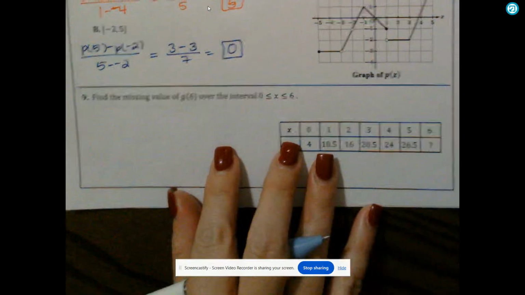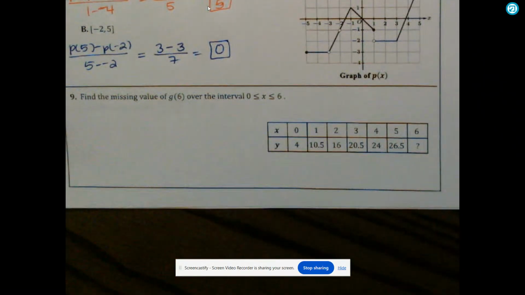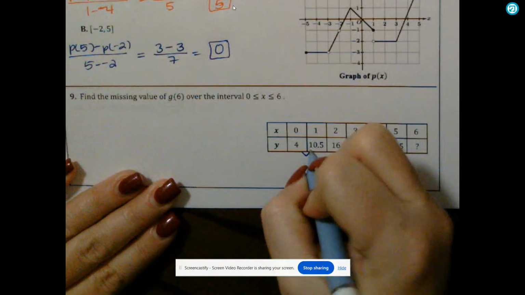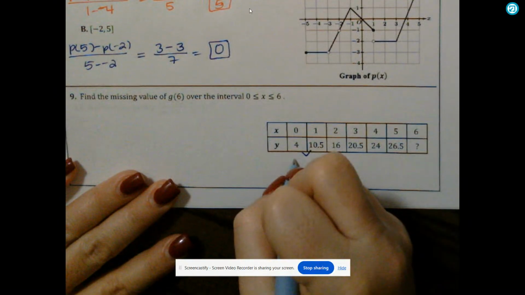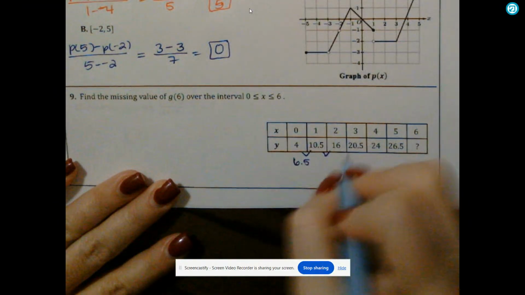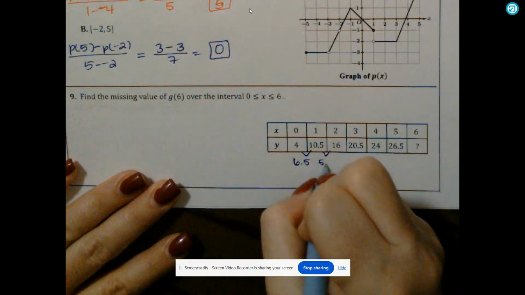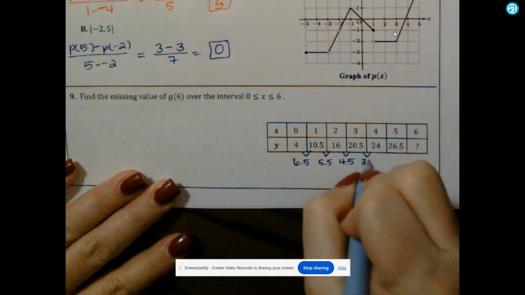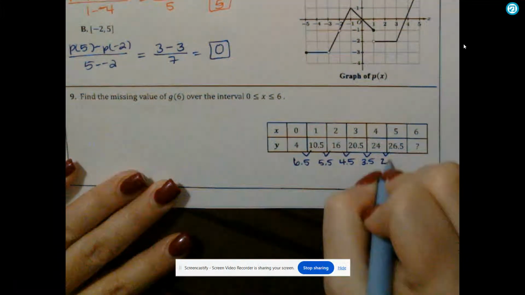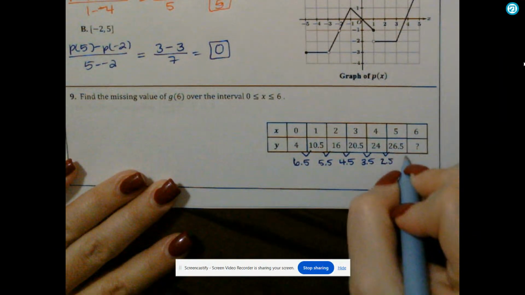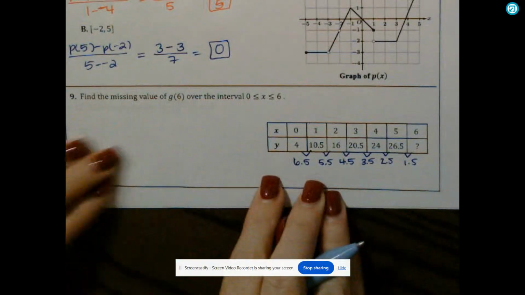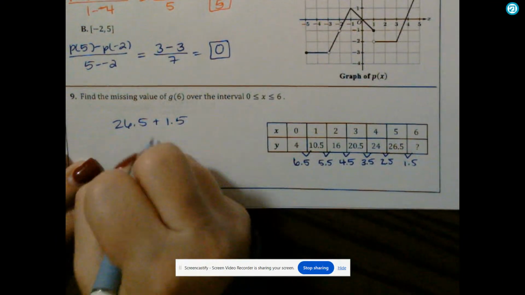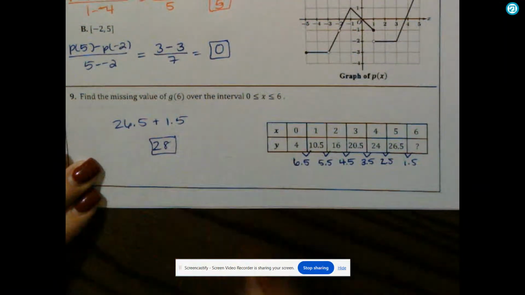All right, find the missing value of g of 6 over this interval. So what we're trying to do here is figure out a pattern. If I start looking at what's happening here, we are adding 6.5, and then here we are adding 5.5, and we're adding 4.5, and we're adding 3.5, and we're adding 2.5. So then the next one would be to add 1.5. So our answer would be 26.5 plus 1.5, which is going to give me a value of 28.